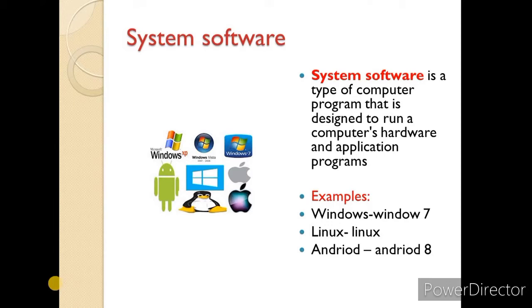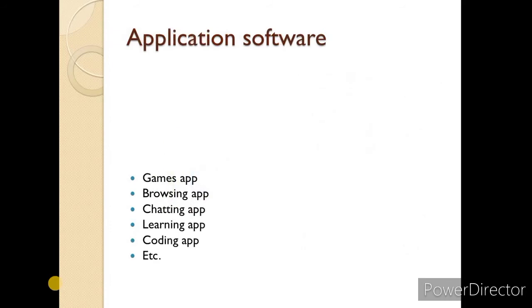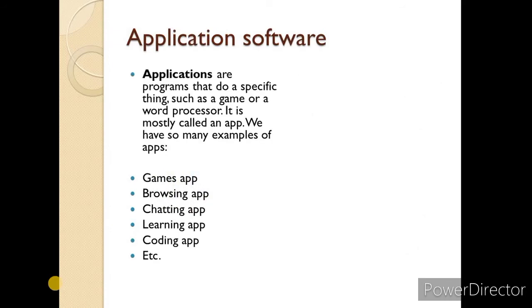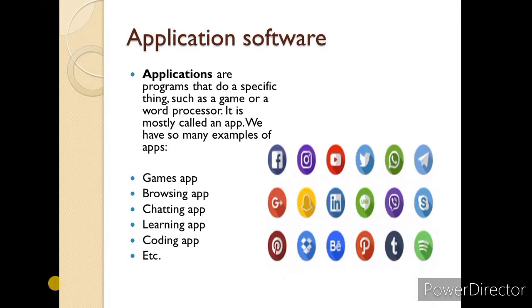All these are examples of the Android version. Now let's move to the second type of computer software, which is the application software. This software is very, very important because it is this software that helps to perform a specific task. Applications are programs that do a specific thing, such as a game or a word processor.